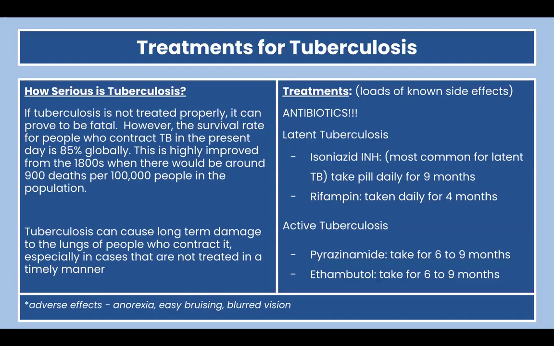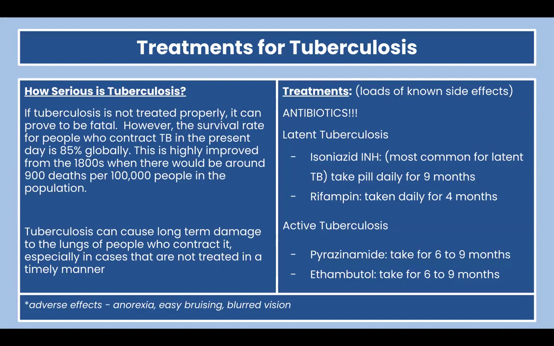If tuberculosis isn't treated properly, it can prove to be fatal, but survival rates for people who contract TB in the present are usually pretty good, like 85% survive globally. This is highly improved from the 1800s, where there would be around 900 deaths per 100,000 people in the population. TB can cause long-term damage to the lungs in people who contract it, especially in cases that aren't treated in a timely manner. Treatments are mostly antibiotics.